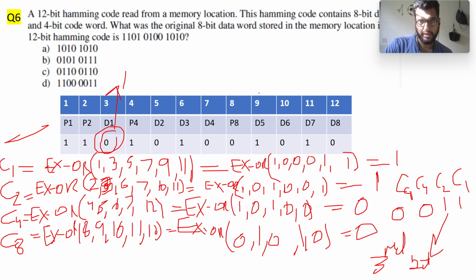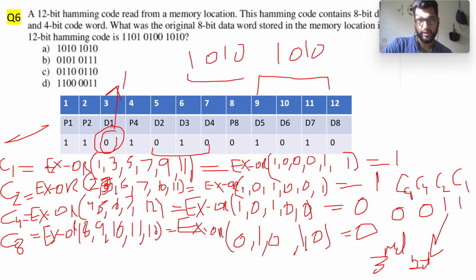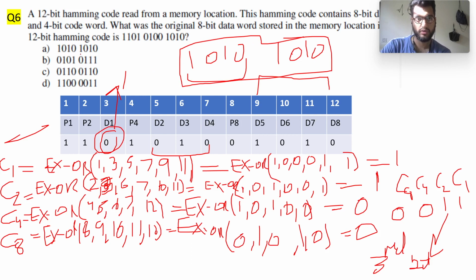So my data bits are these things: 1 0 1 0 and 1 0 1 0, coming from these 3 bits. So this is my correct code. So this is my original data word: 1010 1010. So that is option A, which is the correct answer.